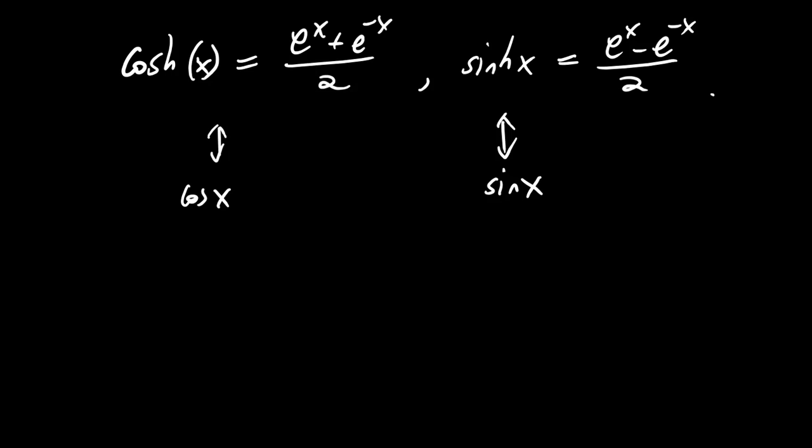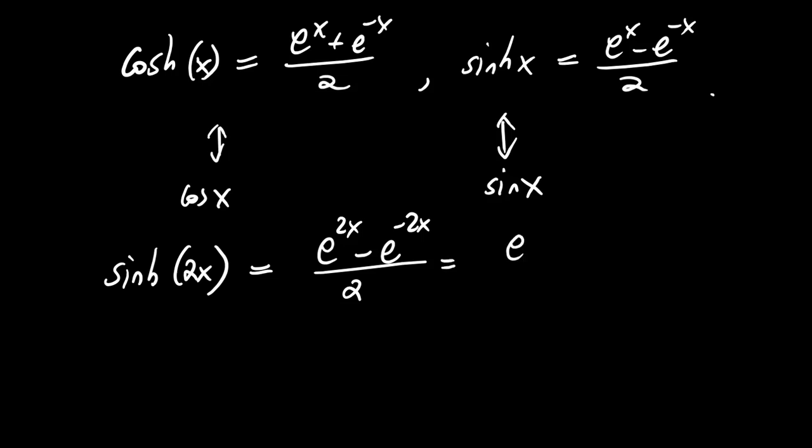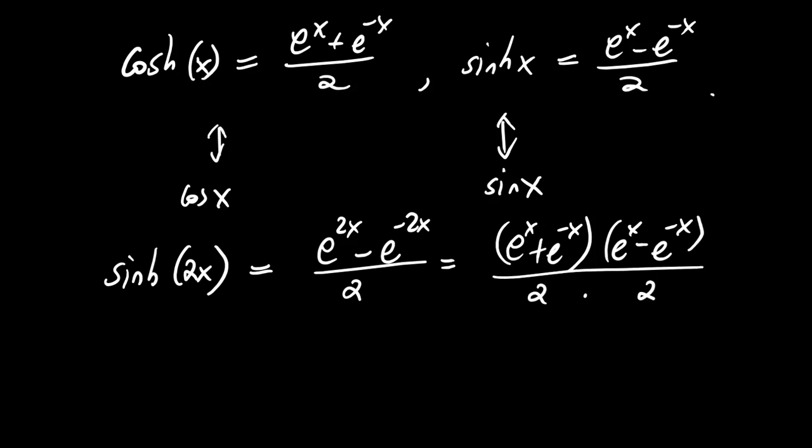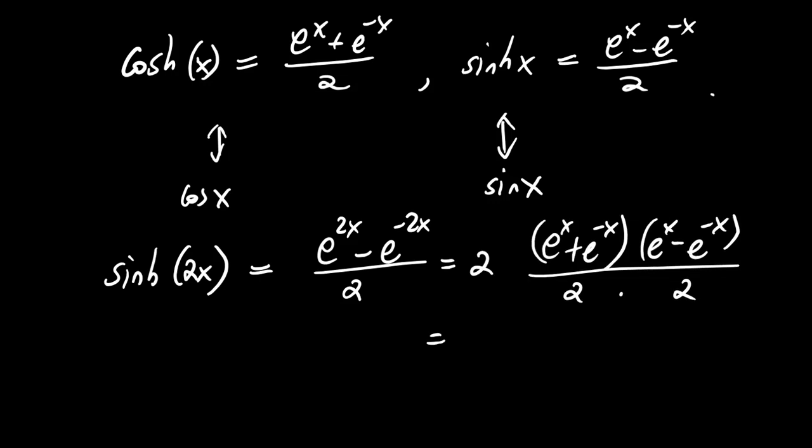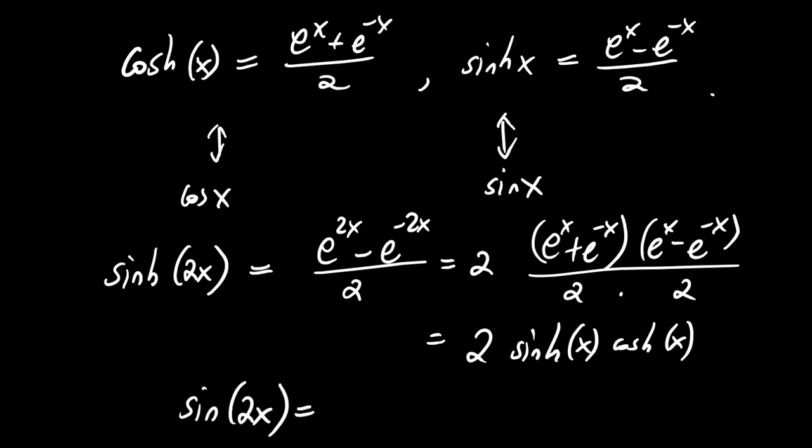Later on, we can show that hyperbolic sine 2x can be easily written as e^(2x) minus e^(-2x) over 2, which can be factored as (e^x plus e^(-x)) times (e^x minus e^(-x)) over 2, which we can write as 2 times (e^x minus e^(-x)) over 2 times (e^x plus e^(-x)) over 2. That gives me 2 sinh x cosh x. This looks very interesting because for trigonometry, we know sine 2x equals 2 sine x cosine x.